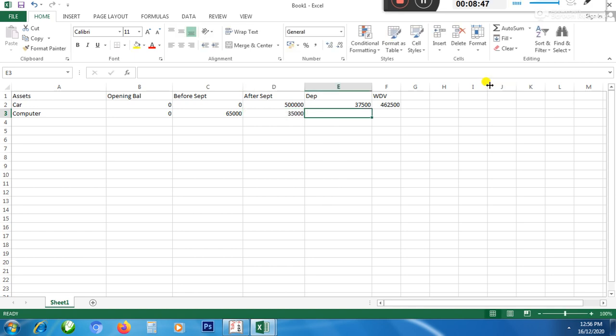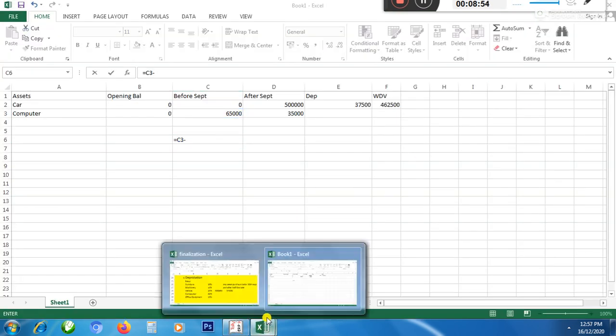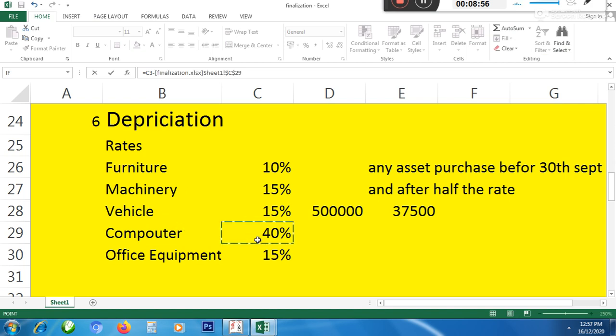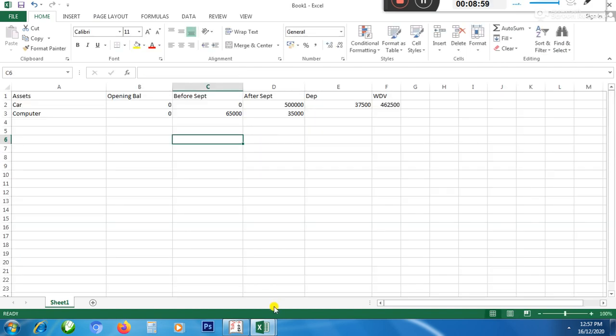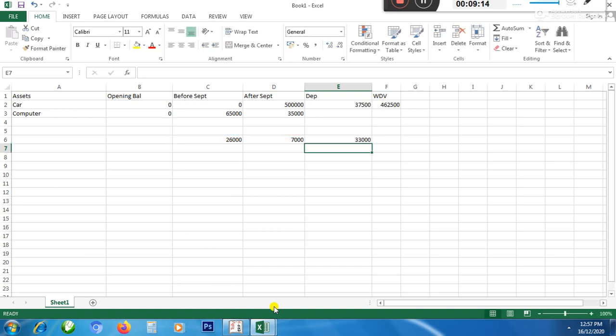Okay. So depreciation I will calculate here. On 65,000, I will calculate. See, on computer depreciation is 40%. So on before value, I will calculate 40%. And on after value, I will calculate 20%, half the rate. So total depreciation becomes 26 plus 7, that is 33,000. So total depreciation I'll type here, 33,000.